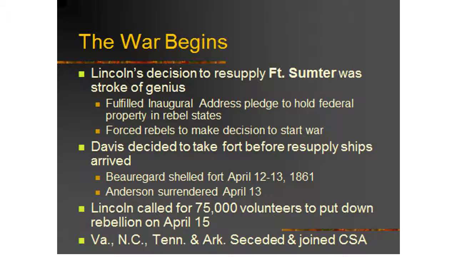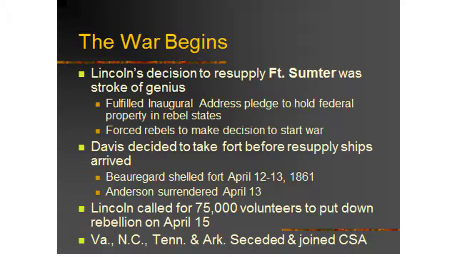Lincoln's decision to resupply Fort Sumter was a stroke of genius, historians believe. Fort Sumter was running out of supplies and they needed more supplies. And Lincoln, as I said, he refused to surrender the fort. He decided to send supply ships to give them the food and ammunition that they needed. Therefore, he was going to force the Confederacy to do something. They were either going to let the ship make it to the fort, or they would have to fire on the fort to stop it. So the South really began the battles of the Civil War, and this was the first one at Fort Sumter.